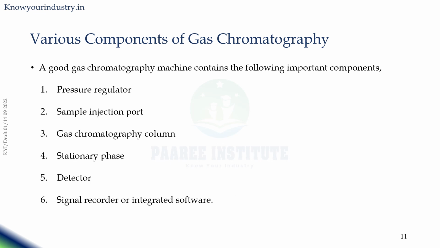Now we are coming to the components of a gas chromatographic instrument, which we have already seen in the schematic diagram also. So a gas chromatographic instrument will have the following parts: the pressure regulator, then the sample injection port, which can be an ALS or a headspace, then the gas chromatographic column, then the stationary phase which is contained inside the column, then the detector, which is a mass detector or FID detector or some other detector, and finally a signal recorder or an integrated software.